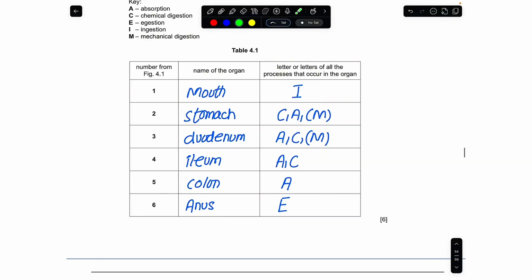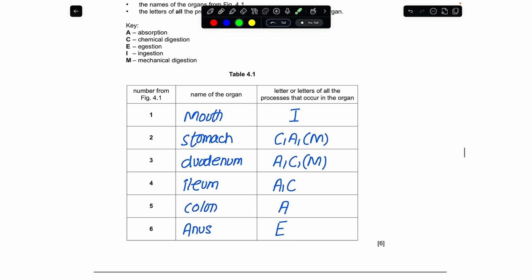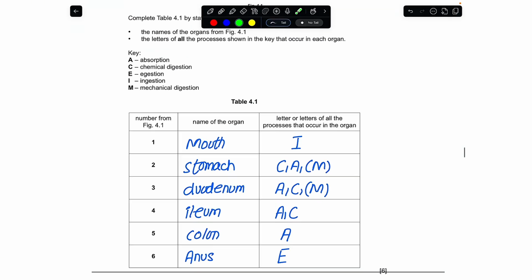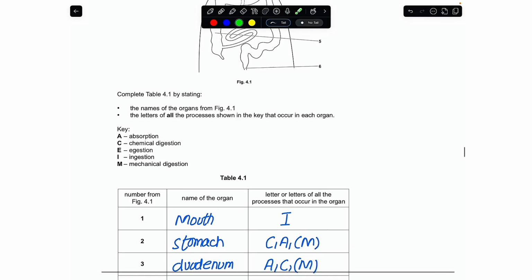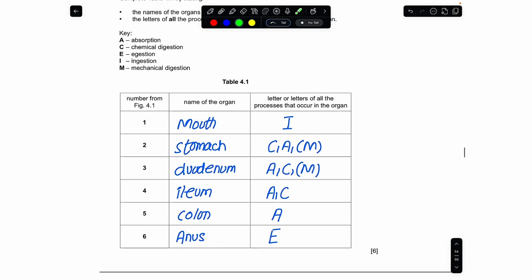The fourth one that I identified above this is the ileum, the third part of the small intestine. This brings about absorption and chemical digestion, but not mechanical, because the muscular content in the ileum is less. The fifth part, overall from here to here, is the large intestine, but specifically this is the colon, and the role of the colon is absorption of water.